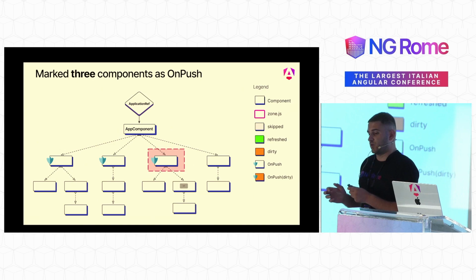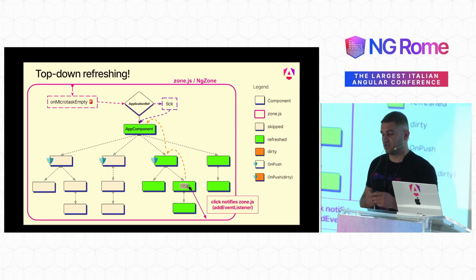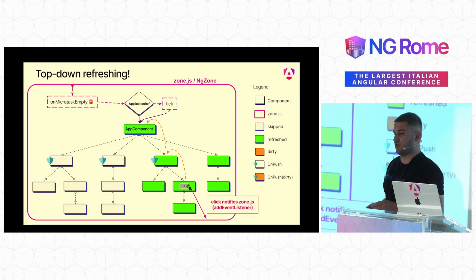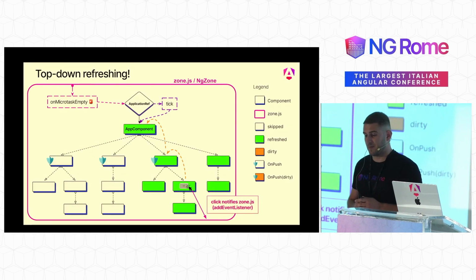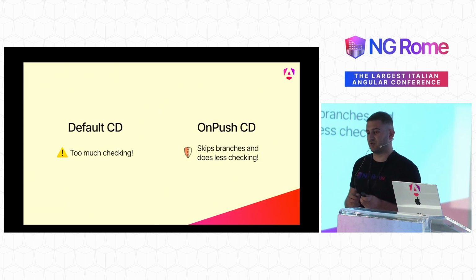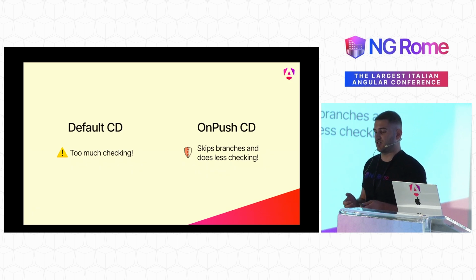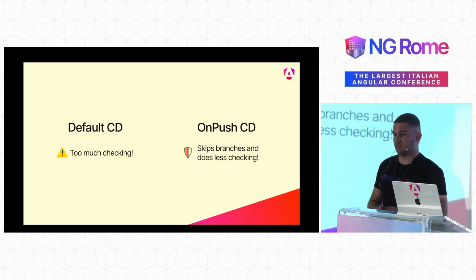But let's mark also this other one as OnPush. And then we click again. And then we have that dirty OnPush component. At that point, we know that even if it's dirty, we always need to refresh it because something changed there or in its children. So we still have the same state, where we refresh the DOM for those parts, and of course skip the other part. So we see that with default change detection, we have too much checking, while with OnPush change detection, we skip branches of the component tree and do less checking.